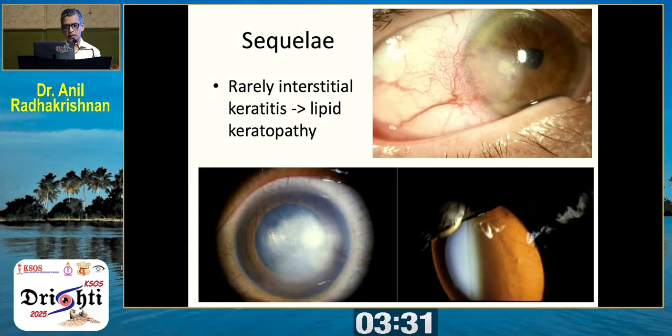So these are the sequelae that you see. Rarely you get interstitial keratitis, which can cause lipid keratopathy. So if you see that the deep vessels are there and the lipid is starting to come, as you see in the first picture, then at that point itself, you follow up the patient. If it is increasing, before it gets to the center, like in the second picture, do a treatment for that.